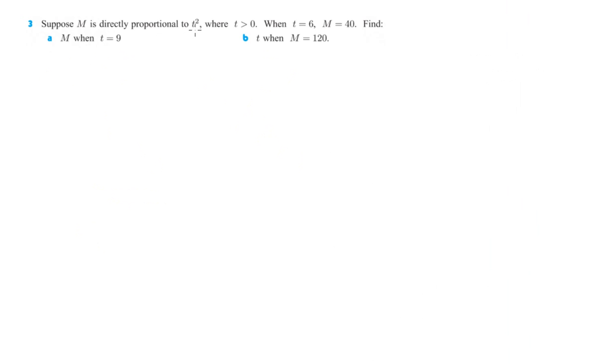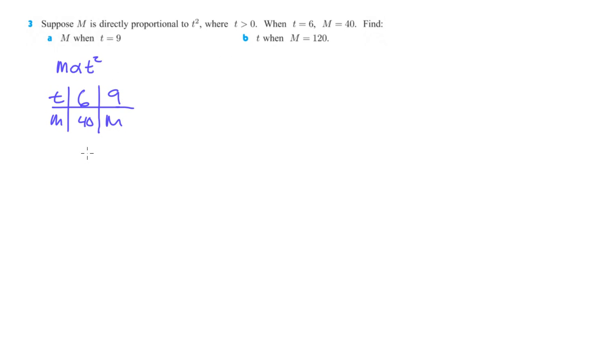Number 3, suppose m is directly proportional to t squared. So I always like to write our proportionality statement, make my life easy. So m is directly proportional to t squared, where t is greater than 0. When t equals 6, m equals 40. So I always like to put this as my x, so that's going to be t, and that's going to be m. Find m when t equals 9.